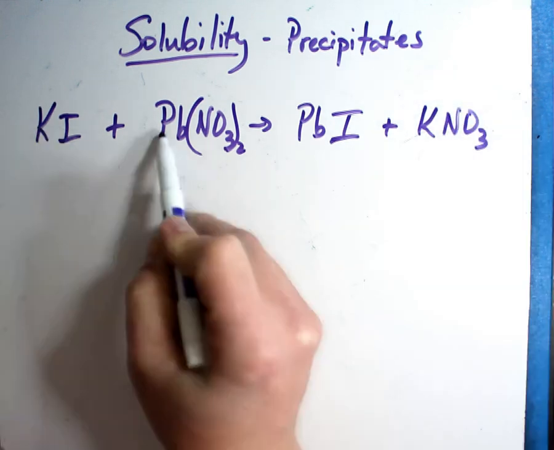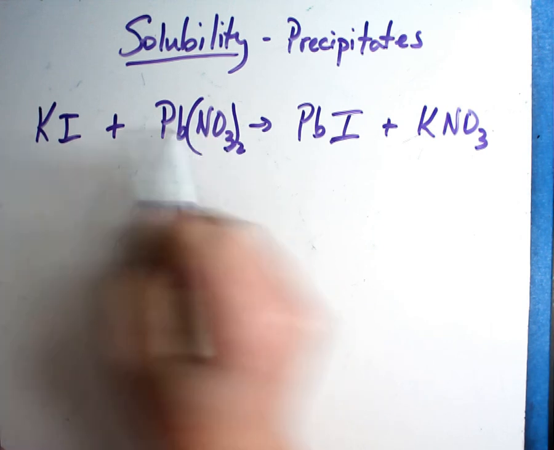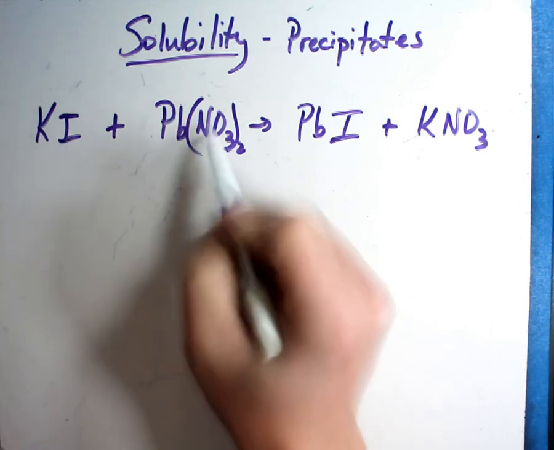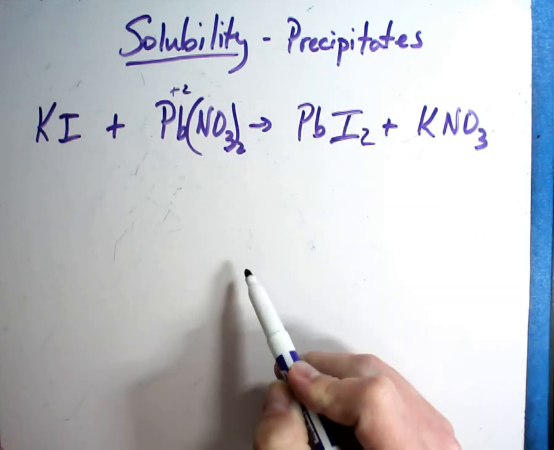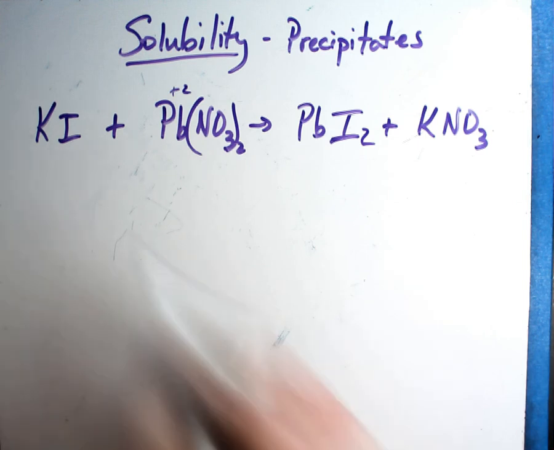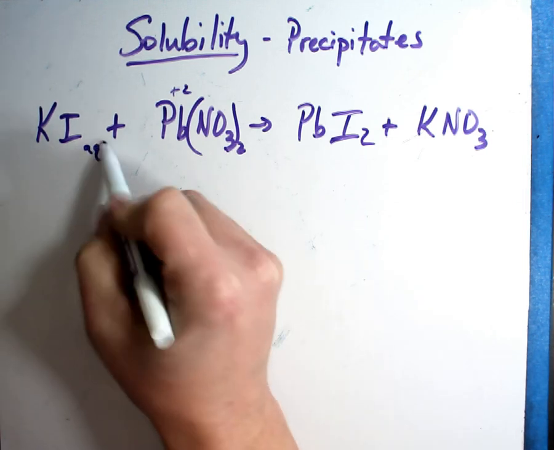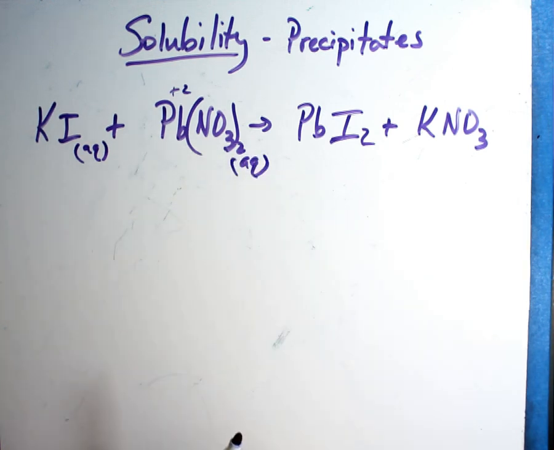Now, here's how I got that. Boy, girl, boy, girl. So this boy dances with that girl, and then that boy dances with that girl. Lead in this case was a plus 2. So plus 2 and minus 1 gives me that. Okay, and then I can go through and balance it. Now, not worried about the balancing right now. Okay, this was aqueous. This was aqueous. And all of a sudden, we get a precipitate.